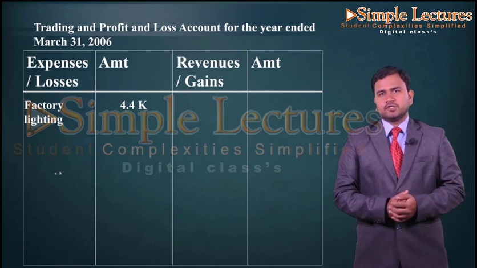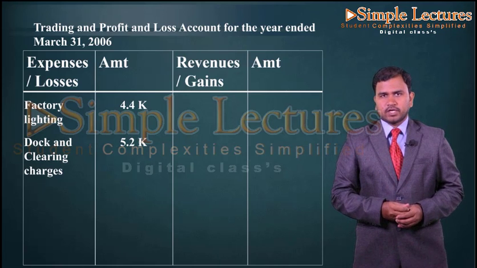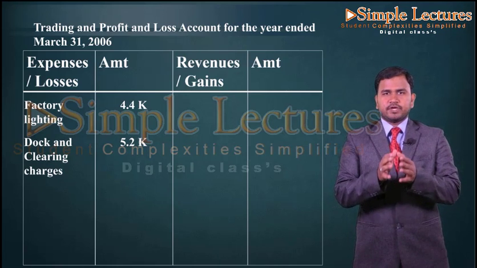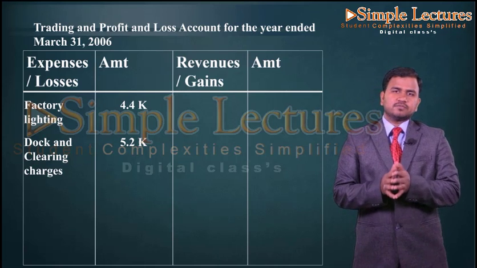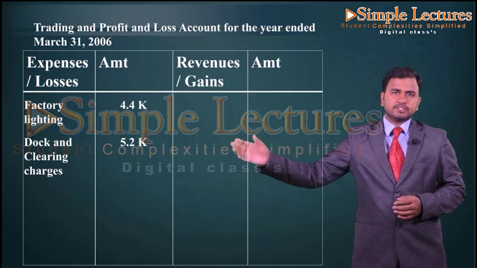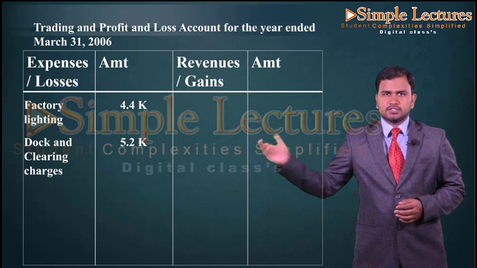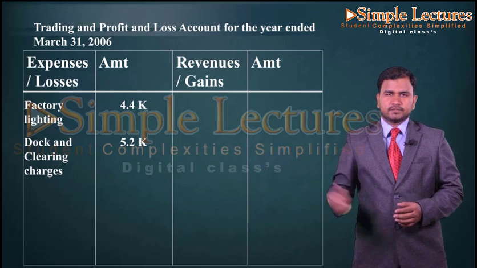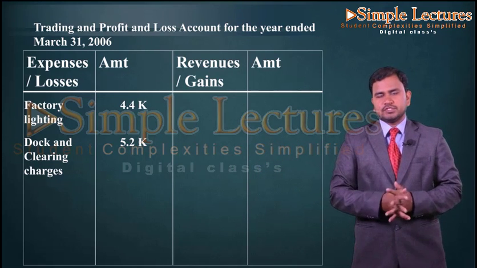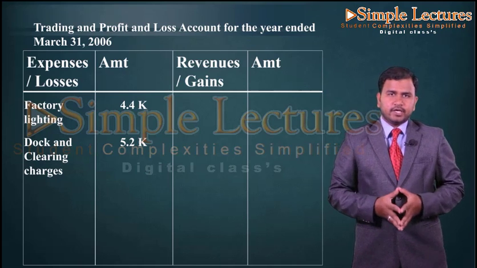Then we have dock and clearing charges, which is 5,200. Again it is a charge which is paid on the raw material which is brought to the organization. So here it will be recorded again in the debit side, or in the expenses column, dock and clearing charges 5,200. So this is the information which relates to the trading account, which we have recorded.